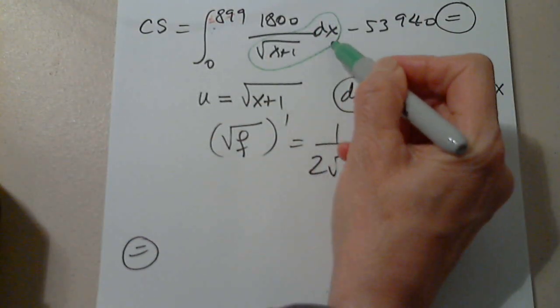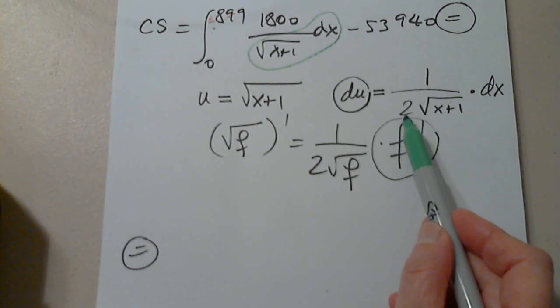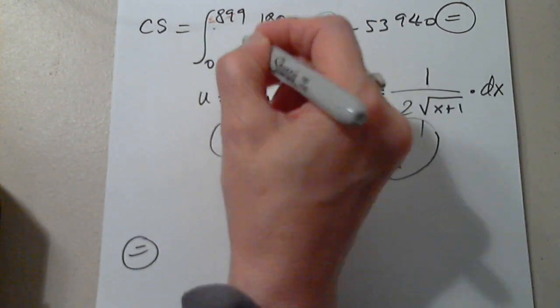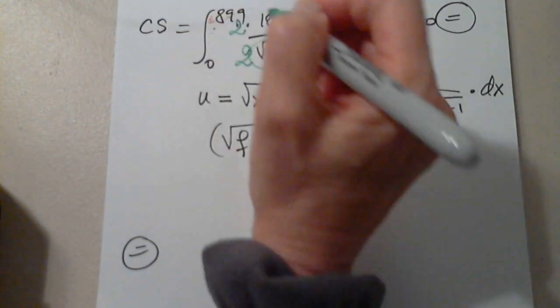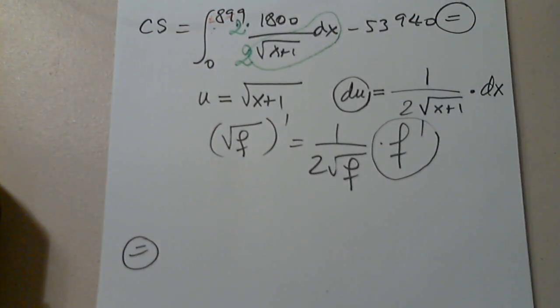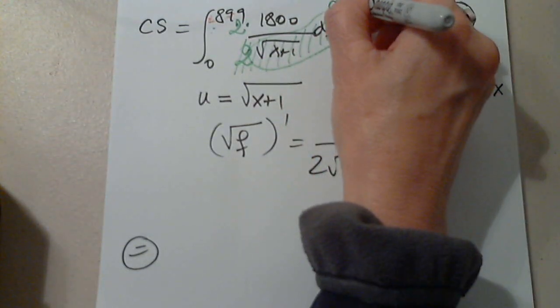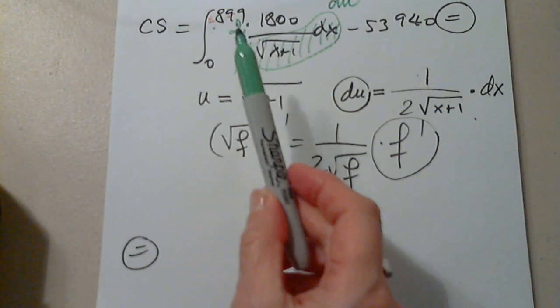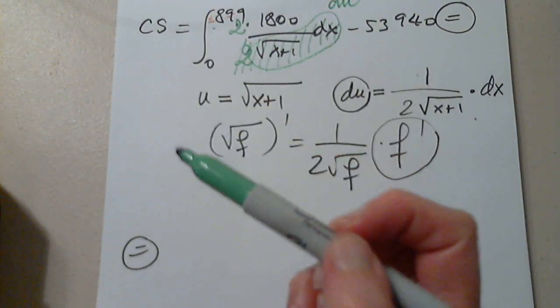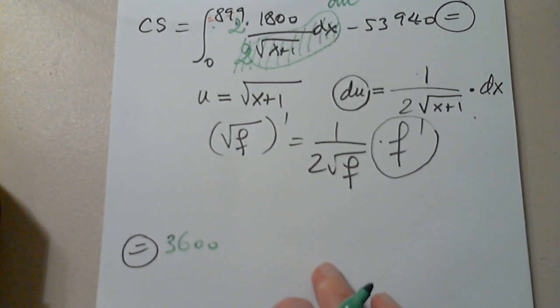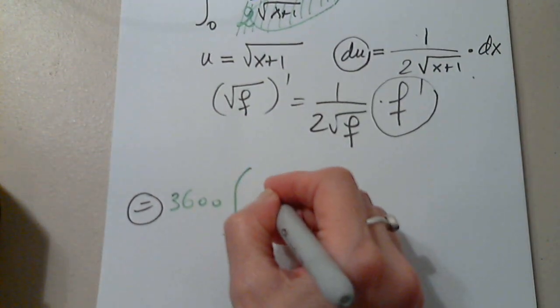Excellent. But I need to have a 2 in the denominator. No problem. Multiply the numerator by 2 and multiply the denominator by 2. That's nothing. It's 1. So now, in other words, dx over 2 the square root of x plus 1, they're all here. Excellent. 2 times 1800 is 3600. It goes outside. So all I have is the integral of du.